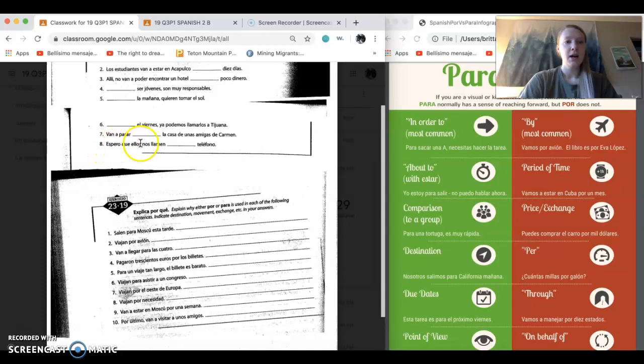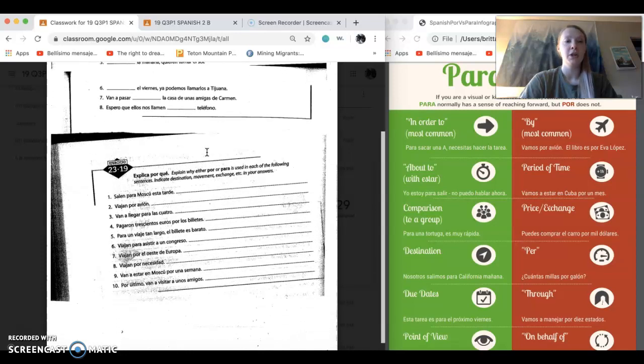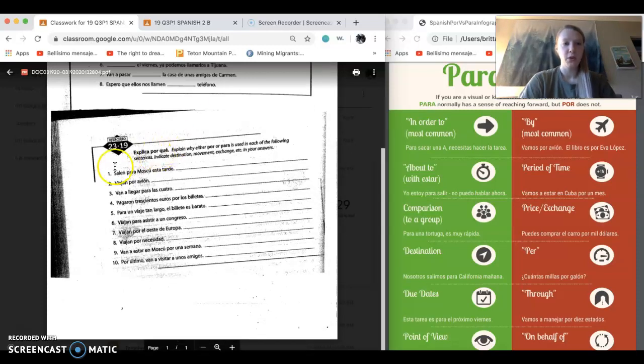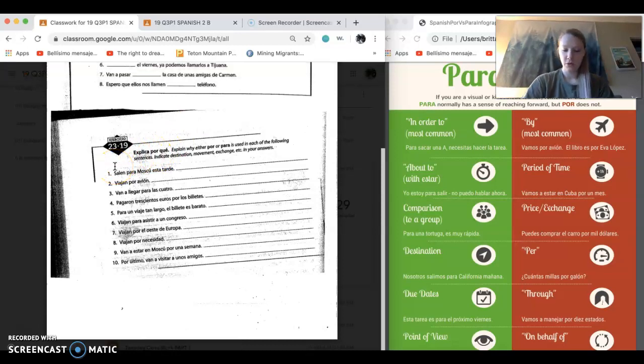Number 8, ellos no llaman blank teléfono. Okay. This is also another expression that you guys actually learned in Spanish 1, but you probably don't remember, and that's okay. This one is saying that they don't call by telephone, like they're not calling via telephone. So because that's the word by, it's por. Okay, 23.9. So do a little squiggly or something to section these out, label it 23-9, and here we go.